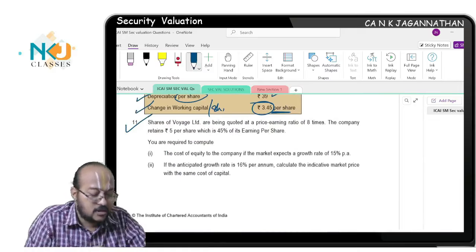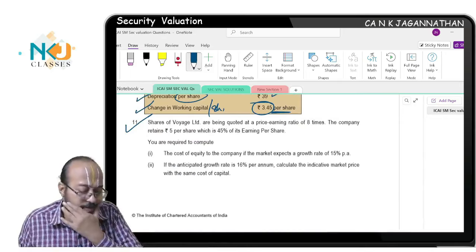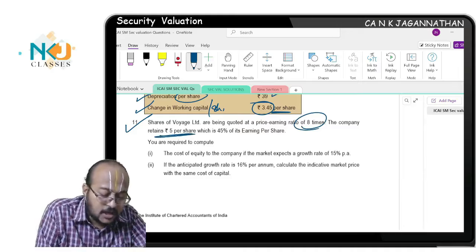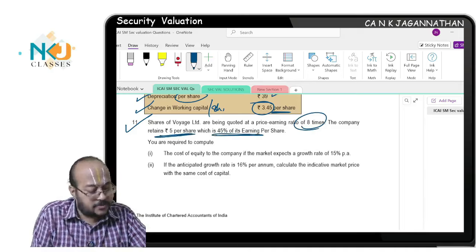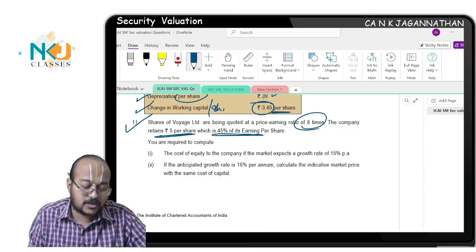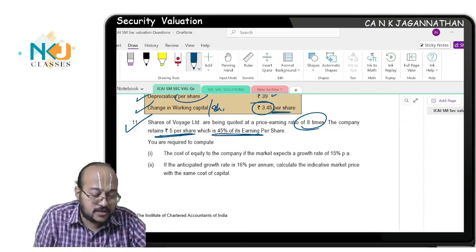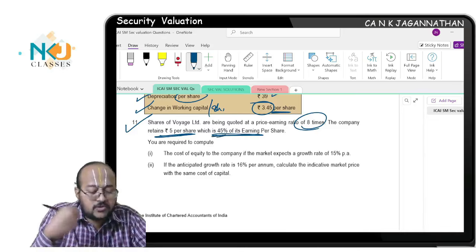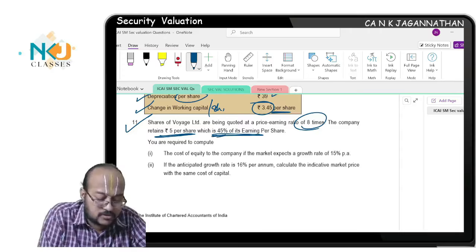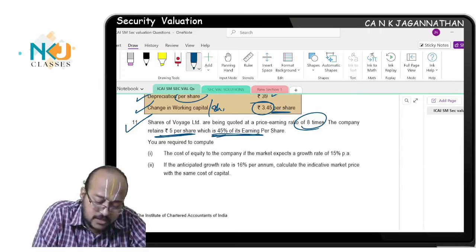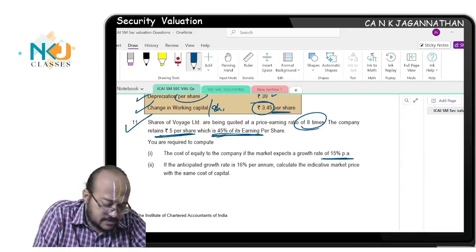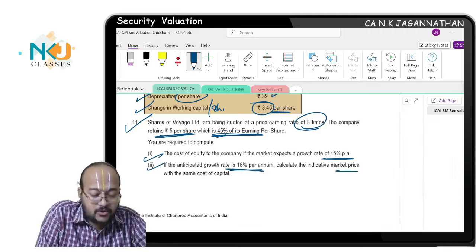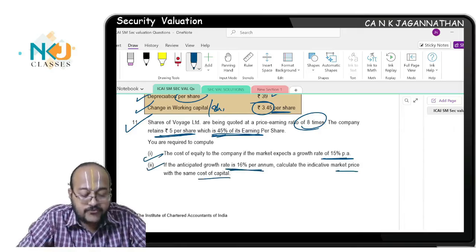Next, question number 11. Shares of Voyage Limited are being quoted at a price earning ratio of 8 times. The company retains 5 per share, which is 45% of its earning per share. 5 is the retained portion per share basis, representing 45%. So we get the earnings per share by dividing 5 by 45%. You are required to compute the cost of equity to the company if the market expects a growth rate of 15% per annum. If the anticipated growth rate is 16% per annum, calculate the indicative market price with the same cost of capital.